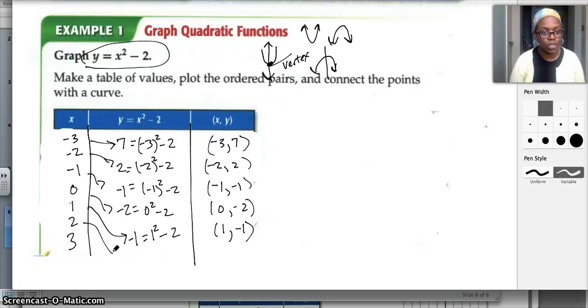When I plug in 2, it's going to be very similar to plugging in a -2 because I'm squaring it. When I square that -2, I'm going to get a +4, minus 2 will give me 2. So I'll get 2 here.